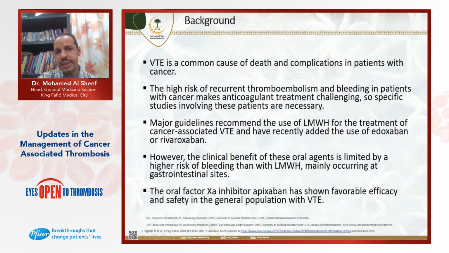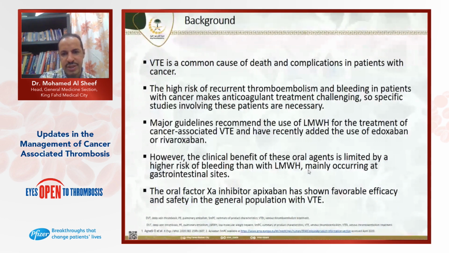So what's the background for this study? We know that VTE is a common cause of death and complication in patients with cancer, and the high risk of recurrent thromboembolism and bleeding in patients with cancer makes anticoagulant treatment challenging. So specific studies involving these patients are necessary. This is an unmet need, and major guidelines recommend the use of dalteparin for the treatment of cancer-associated VTE, and have recently added edoxaban and rivaroxaban. This came after the first trial, Hokusai, then SELECT-D for edoxaban and rivaroxaban. That's why this is the very important point we'd like you to focus on.